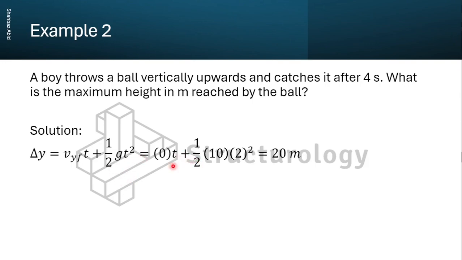The ball moves from the starting point to the highest point, then from the highest point back to the starting point, where the boy catches it, which takes 4 seconds in total. So the time from the starting point to the highest point is half of the total time, which is 2 seconds. We substitute 2 seconds and we get the height equal to 20 meters.